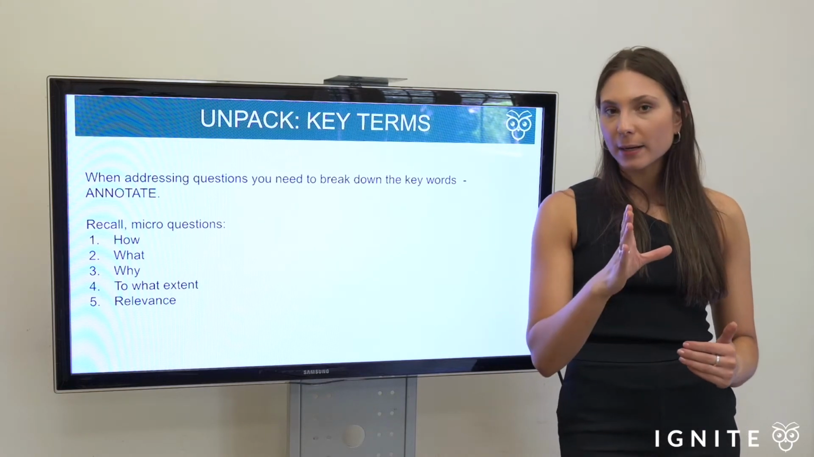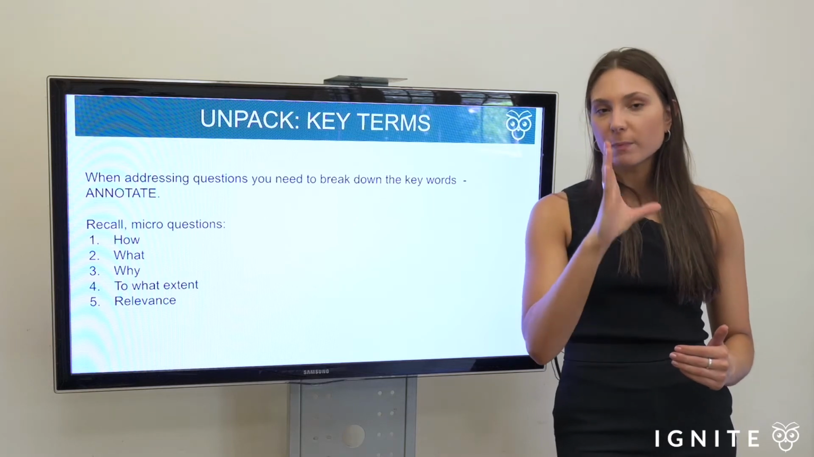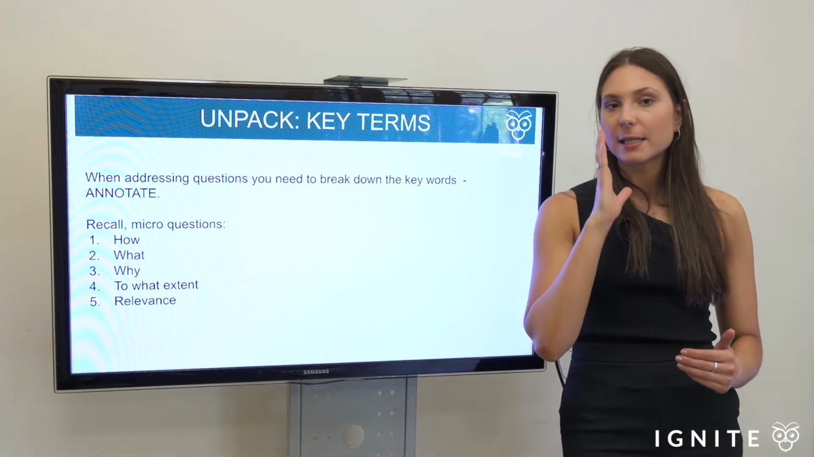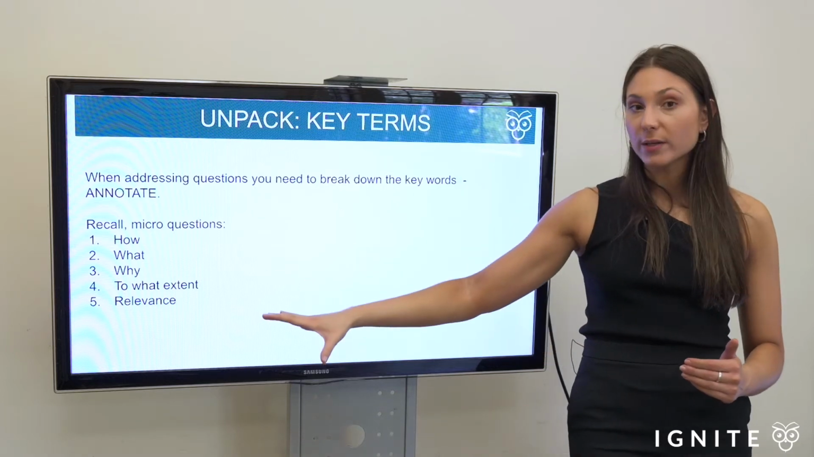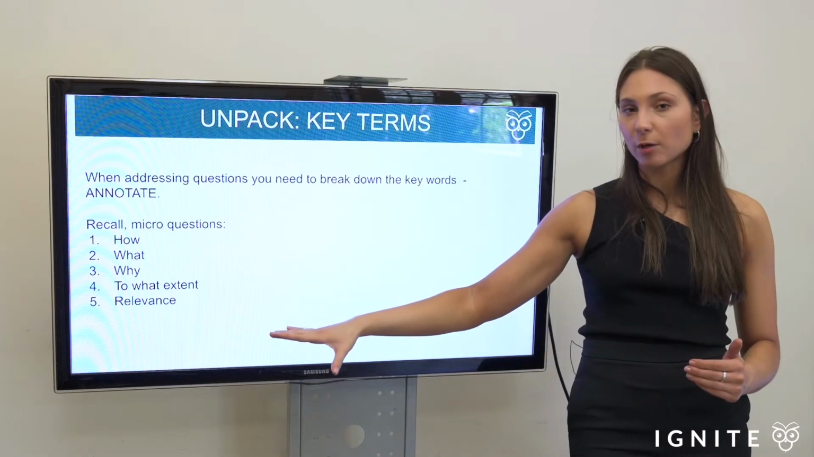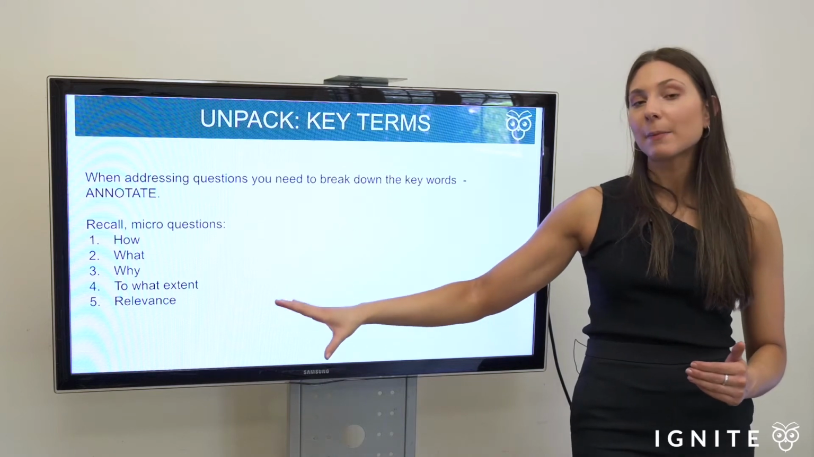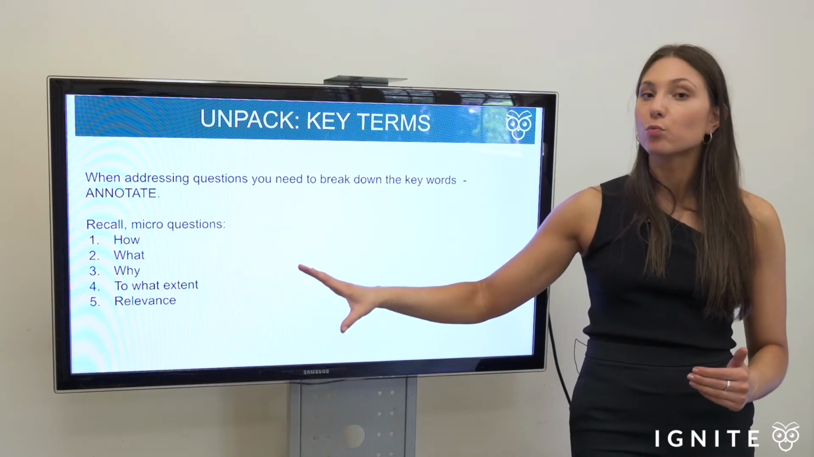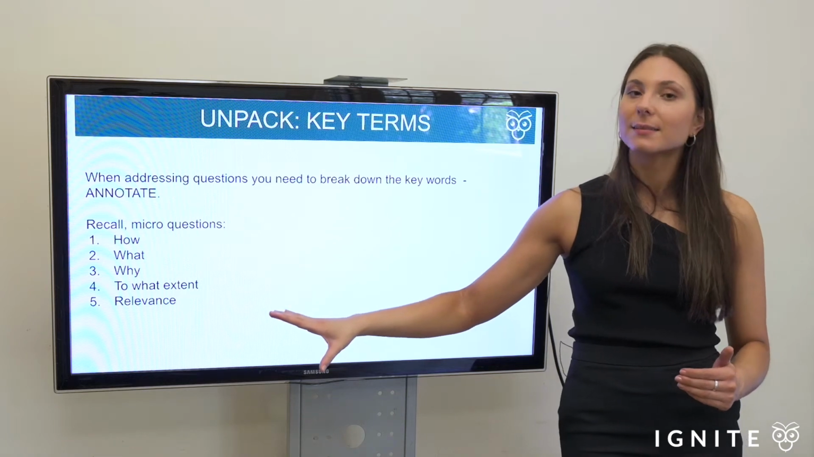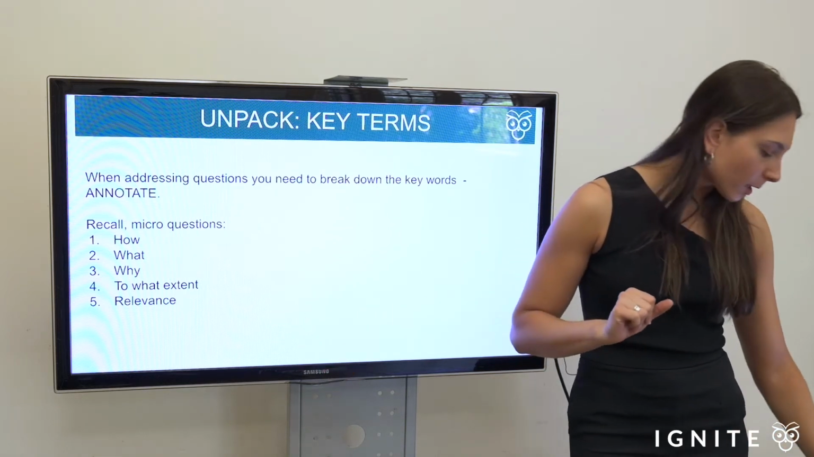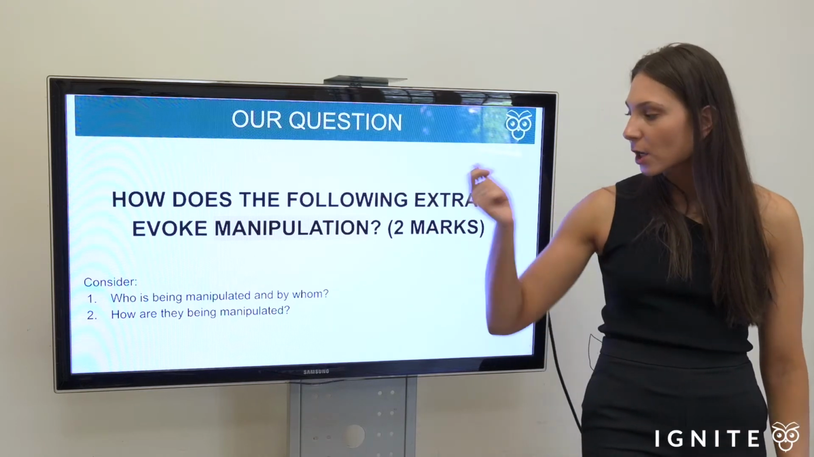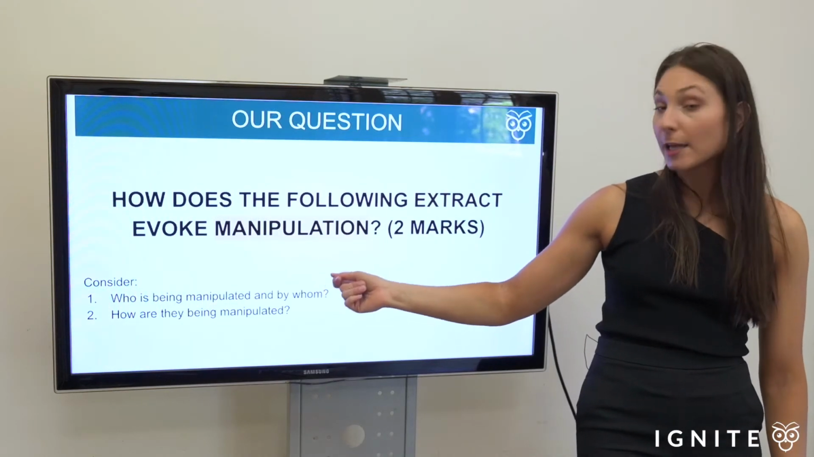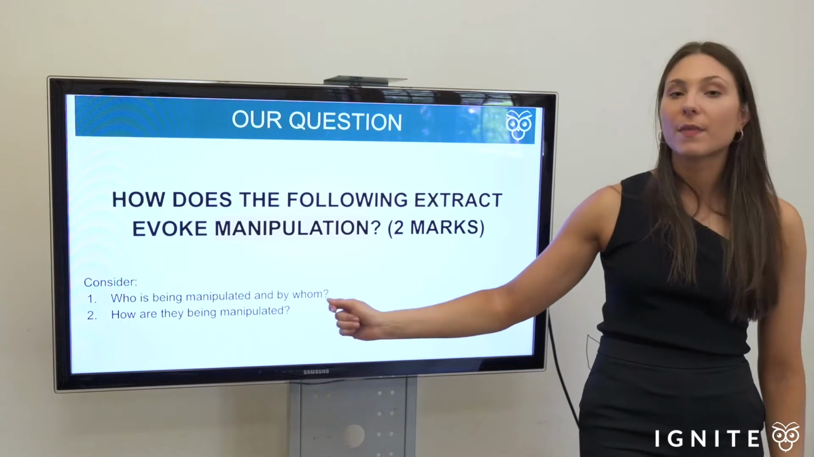But the takeaway point here is when you're drafting a topic sentence, start off by identifying the keyword in the question. Ask yourself which of the micro questions is most relevant to that key term, and through answering it, set up a topic sentence that doesn't merely restate the question, but adds some value to the question. So, in this case, we're looking at manipulation and we're asking ourselves who is being manipulated and by whom, and how are they being manipulated.